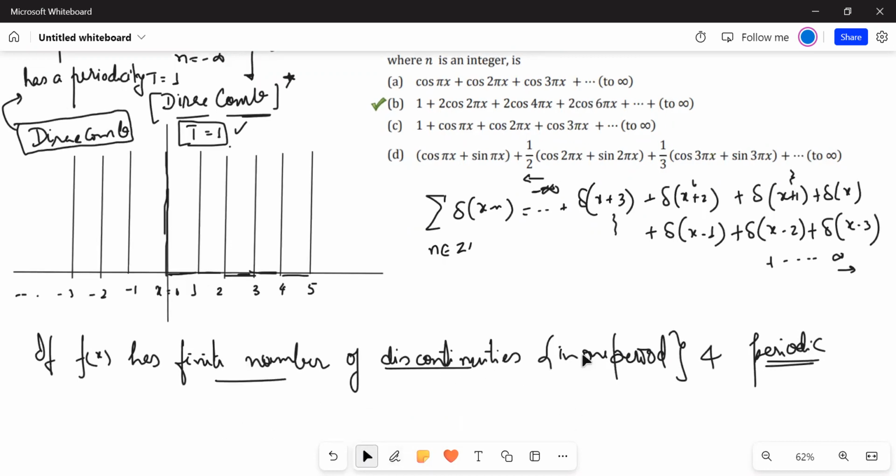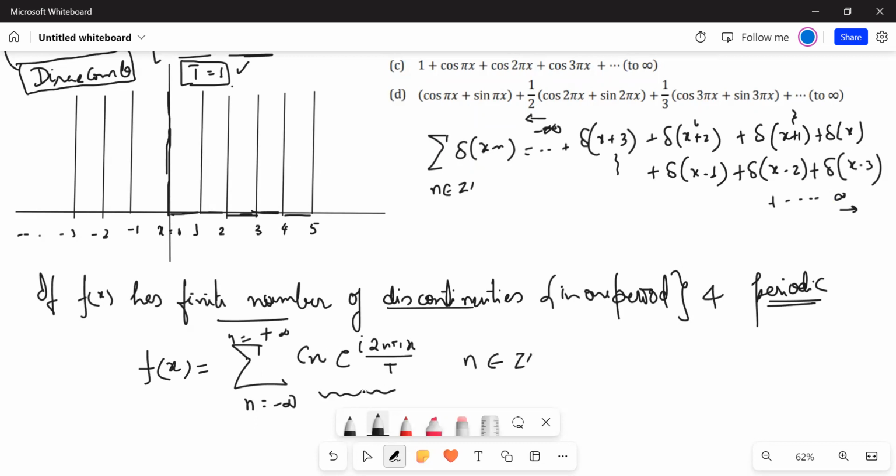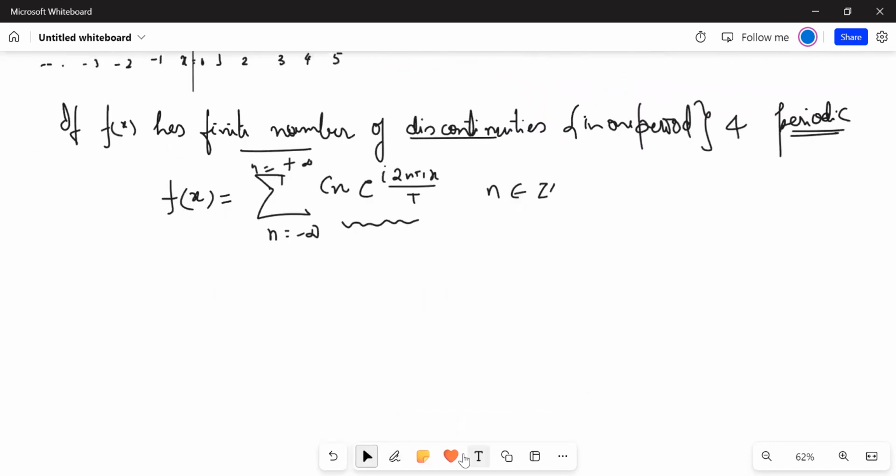Then this particular function can be represented in terms of a Fourier series, or more appropriately I would write a complex exponential Fourier series. So it can be represented as the sum from minus infinity to plus infinity of Cn exponential of iota 2n pi x upon T. So this is how you can represent your function in terms of a complex exponential Fourier series, I would say.